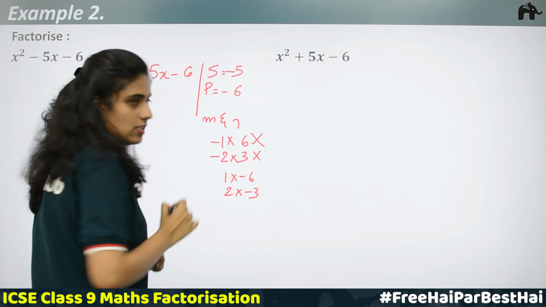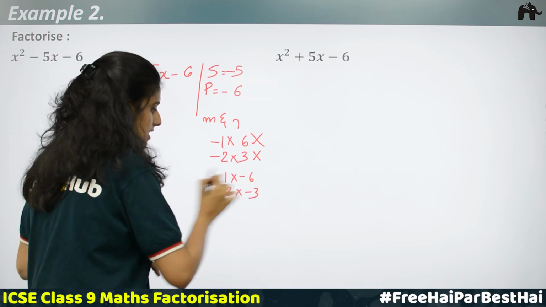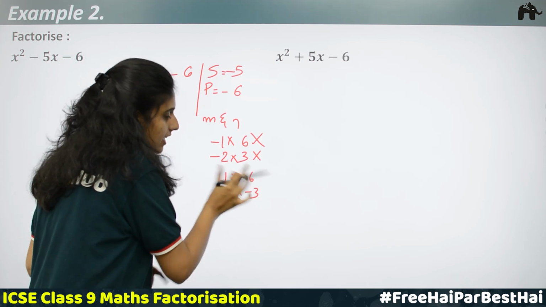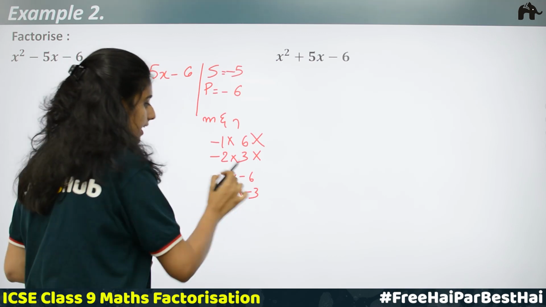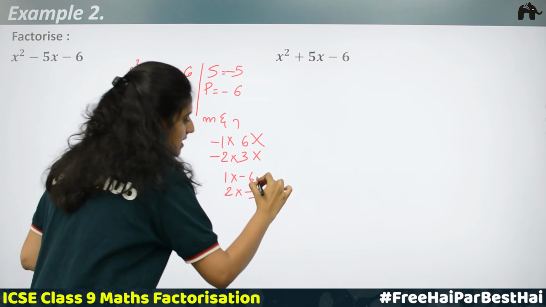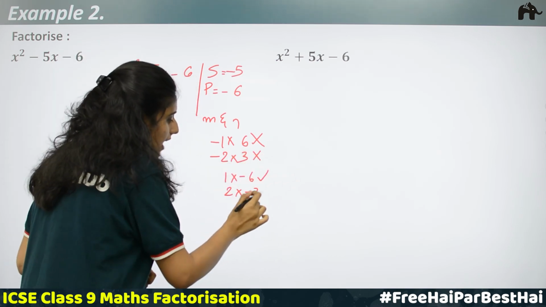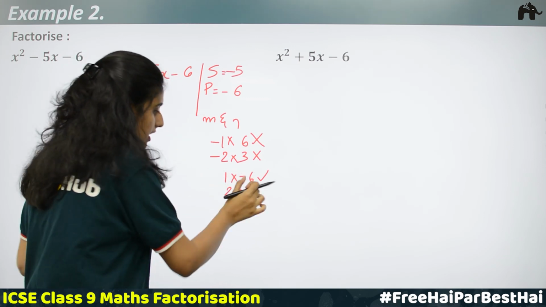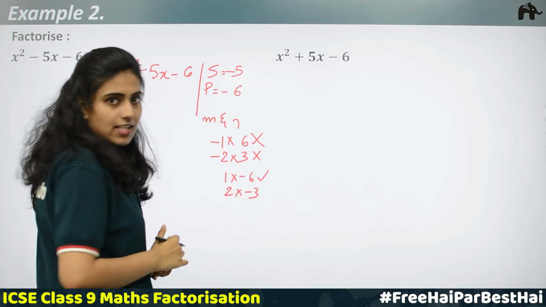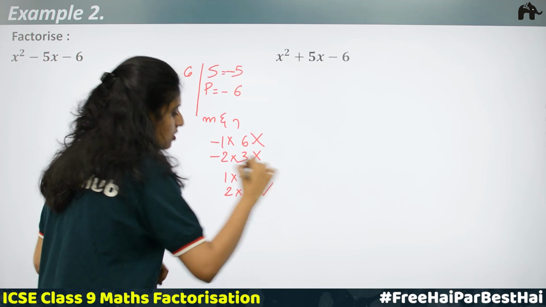1 and 6, which is greater? 6 is greater. So, 6 is negative here. Okay, there is a negative sign. Therefore, this can be accepted. 2 and 3. 2 and 3 when taken, 3 is having a negative sign. Yes, therefore, this is also accepted.